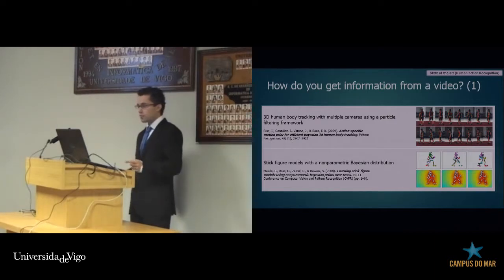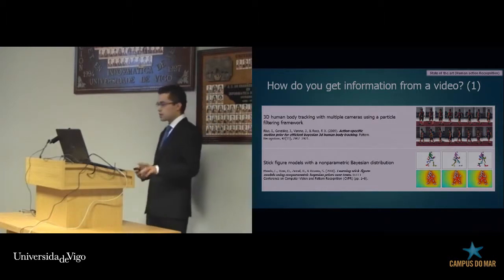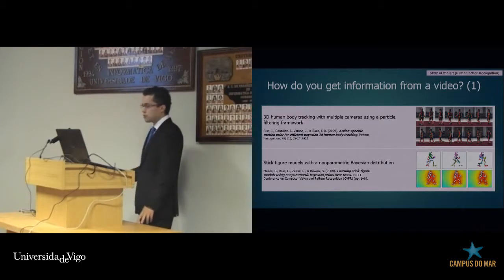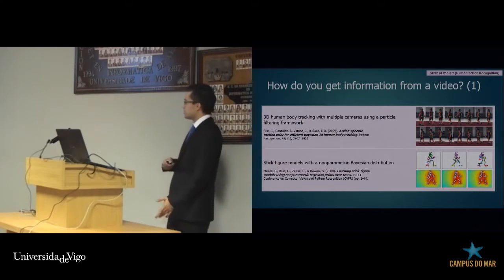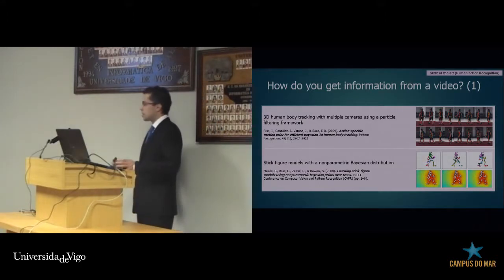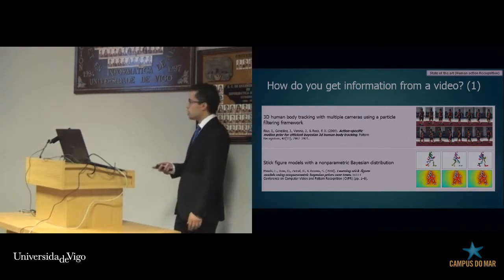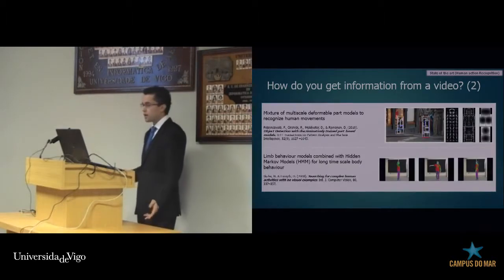The next one, for example, is the paper of Meads in pattern recognition. Well, it's in a conference. It's stick figure models with a non-parametric Bayesian distribution. The important thing of this paper is that they don't need previous information about the model that you have. So, for example, you can have a giraffe moving, or you can have a person, and you don't have to have a model beforehand about this movement, but you have a high computational cost.